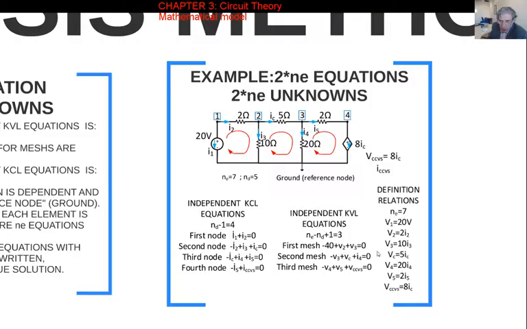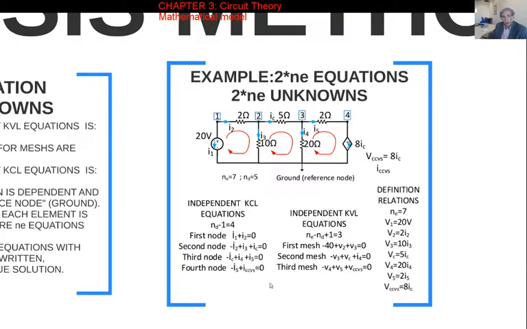So these are the definition relations. If you see the definition relation, we've got the resistor definition relation, V equal to R times I, so it is there. And the independent voltage source voltage is known as 20 volts, which is the definition relation. And the definition relation for the dependent voltage source, current controlled voltage source voltage, is equal to 8 times IC. It is written here.